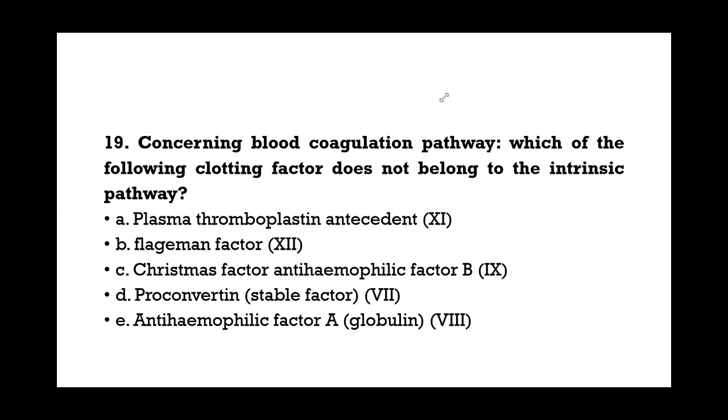So A says plasma thromboplastin antecedent. B, Hageman factor. There's a typographical error here. C, Christmas factor, anti-hemophilic factor B. D, proconvertin, that is stable factor. And E, anti-hemophilic factor A. So our correct answer here is D. D is the correct answer.